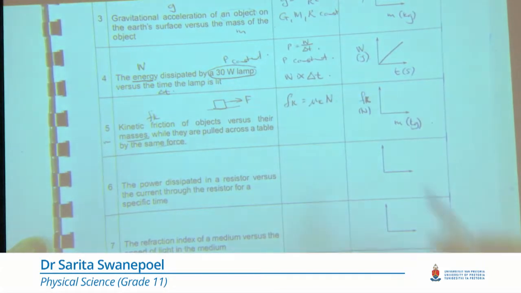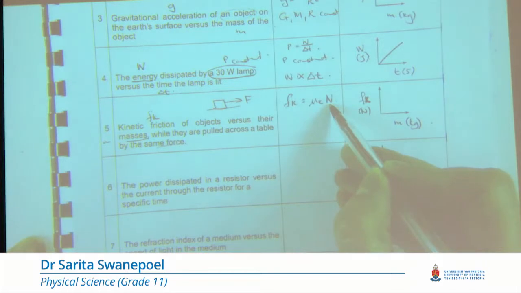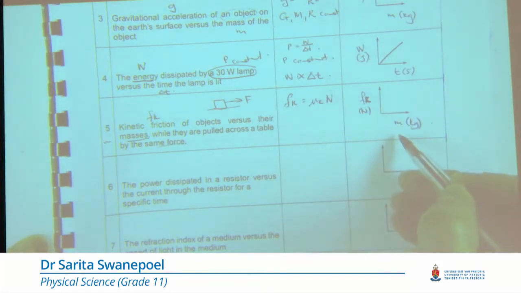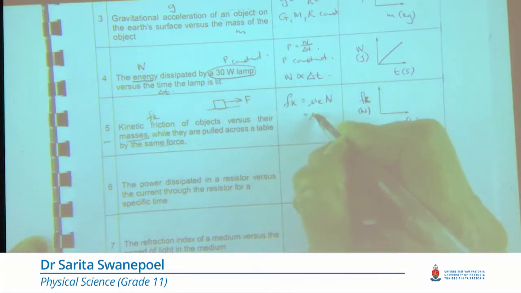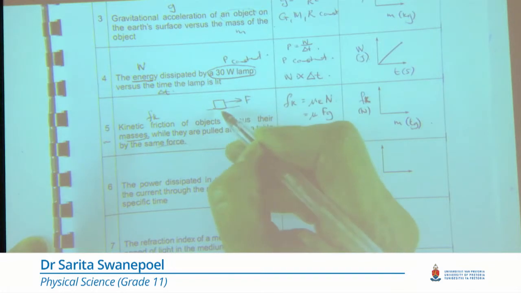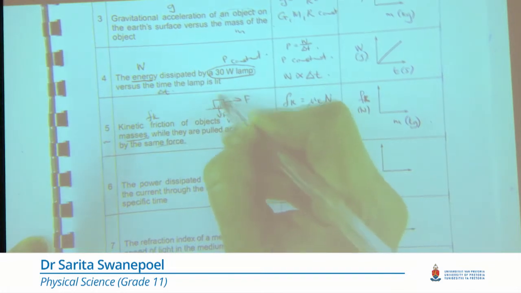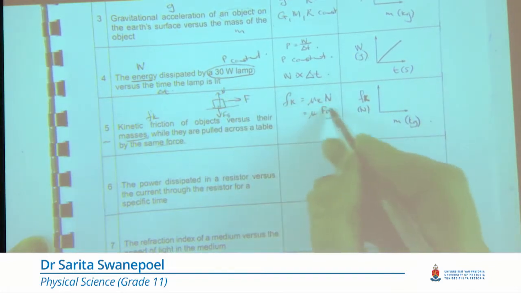But do you have an equation for N that has got m in? What is N? Well, if it's only horizontal forces, the gravity downwards would have been equal to the normal force upwards. And what is Fg?